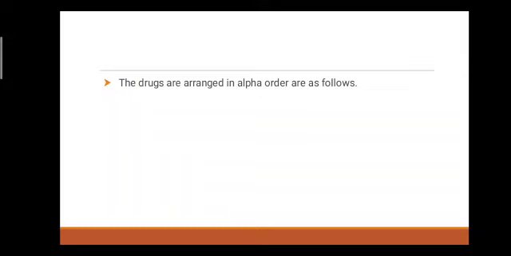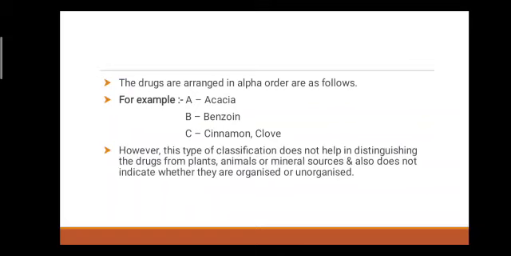The drugs arranged in alphabetical order are as follows. For example, A for acacia, B for benzoin, C for cinnamon and clove. However, this type of classification does not help in distinguishing the drugs from plant, animal or mineral sources, and also does not indicate whether they are organized or unorganized.